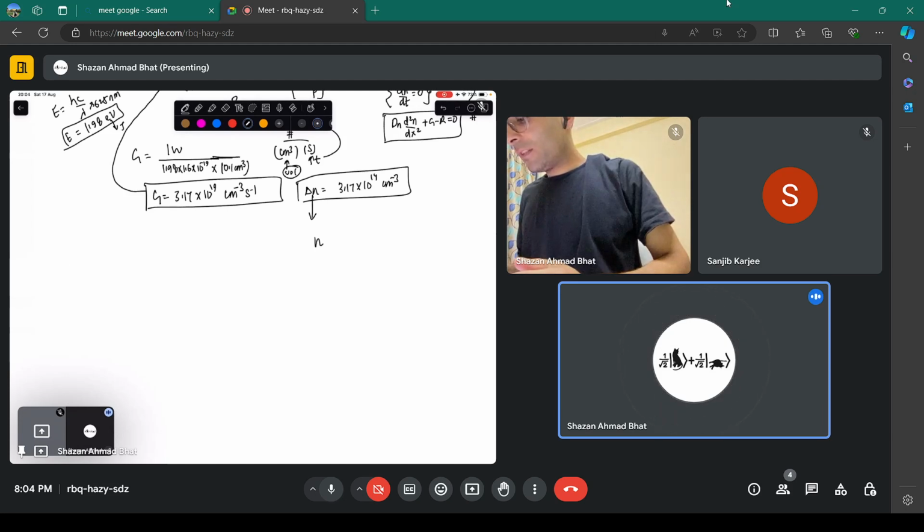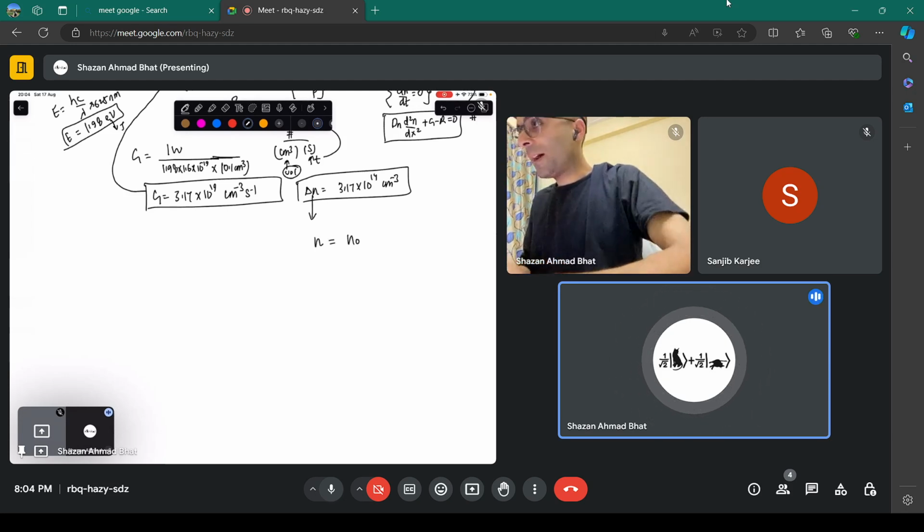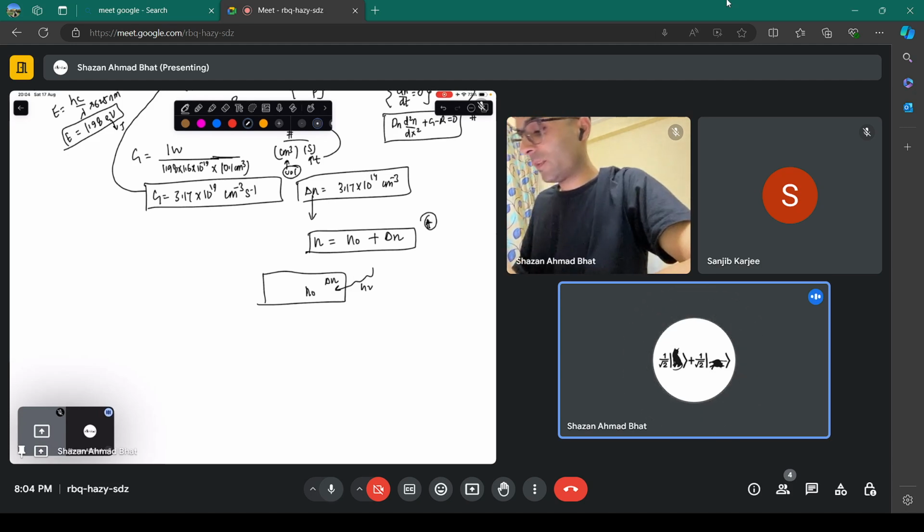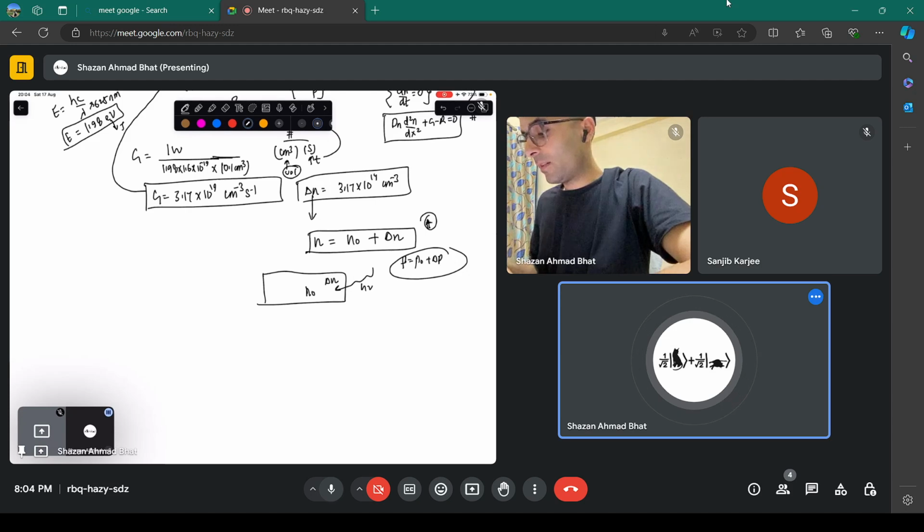The total electrons equal the background electrons plus the excess electrons. If you have a semiconductor chunk, you have the background electron concentration n naught. Then you apply light, you generate delta n, and the total n is equal to n naught plus delta n. That is the overall concentration. Similarly, p equals p naught plus delta p. And n naught p naught is equal to ni square in equilibrium.